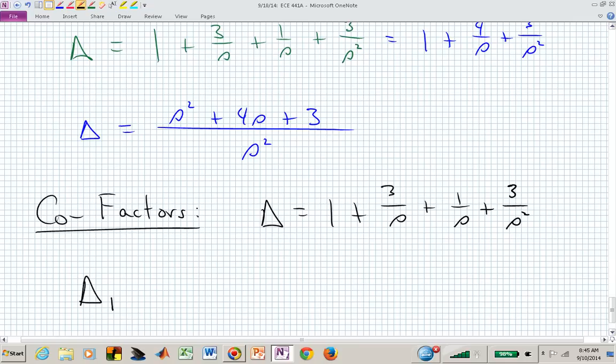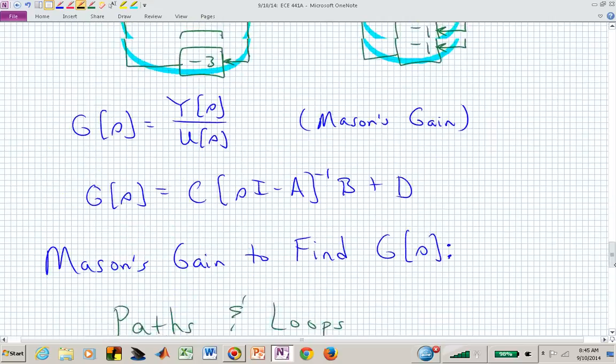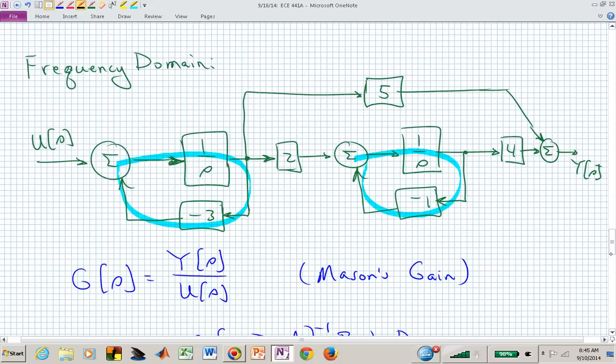We're going to have a cofactor for path 1. We'll call that delta sub 1. We're going to have a cofactor for path 2. We're going to call that delta sub 2. The cofactor for path 1 is you look at your determinant expression and you retain all of the terms in that determinant that are not removed when we eliminate path 1, or that are not broken.